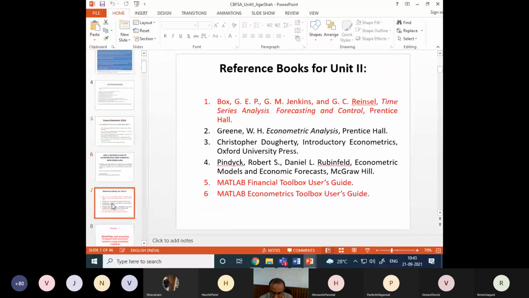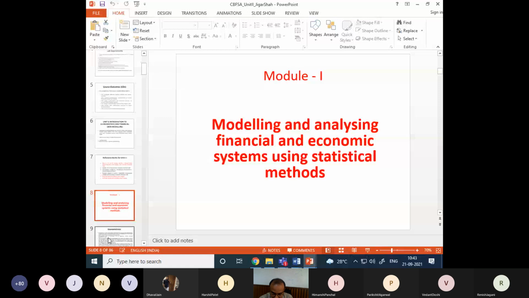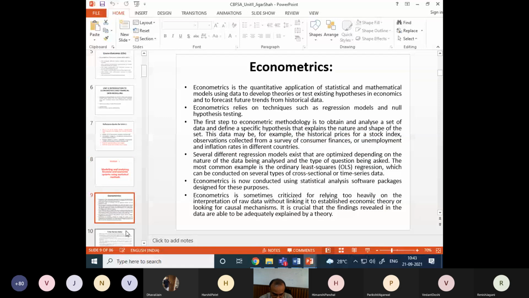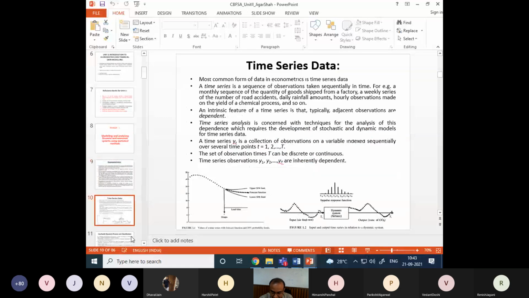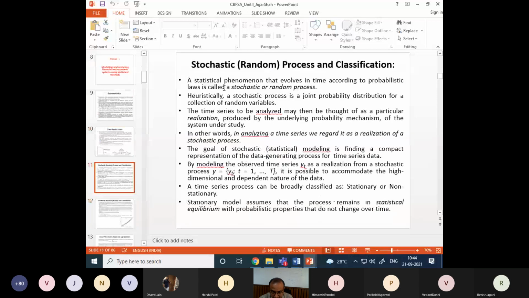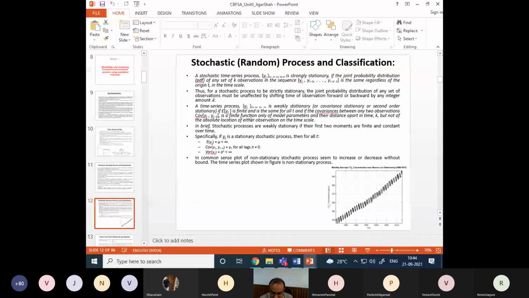So we started unit 2, which is related to time series modeling, right? We started with the definition of econometrics. Then we saw what time series data is, that a time series is basically an outcome of a random process, and we saw the classification of random processes, which is either stationary or non-stationary. We are interested in a stationary random process, and there are conditions for weak stationarity: the mean should be constant and should not change when the time frame is changed, the covariance should be a function of the lag only, and the variance should be finite and constant.